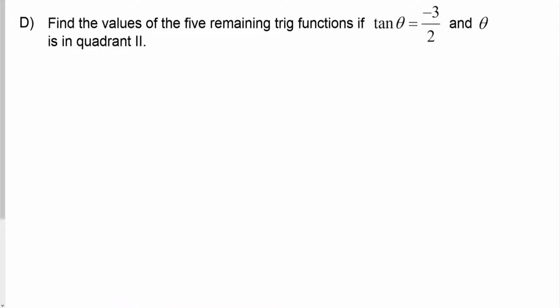Find the values of the 5 remaining trig functions if tangent theta equals -3/2 and theta is in quadrant 2.